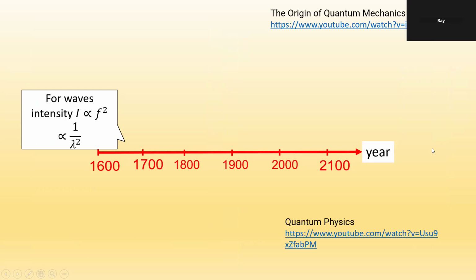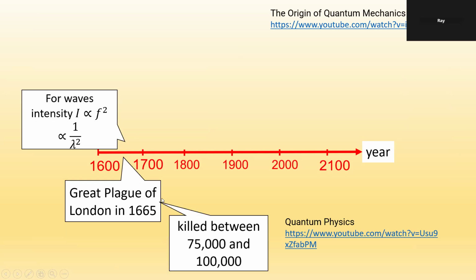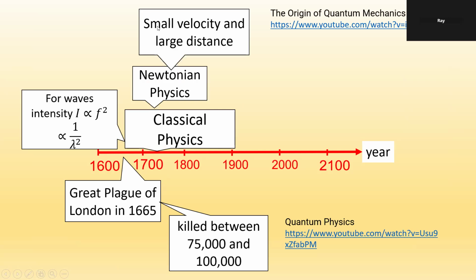Okay, let's go to roughly origin of quantum mechanics. So far we have studied about wave. For wave, intensity is proportional to frequency squared, inversely proportional to 1 over lambda squared. That was before 1700. And then the Great Plague of London in 1665. So you can see, people start to avoid London. It killed 75,000 to 100,000 people. So all that physics before 1800 is called classical physics or Newtonian physics, where we are involved with small velocity compared to the speed of light and large distance. Vehicle moving, large object.